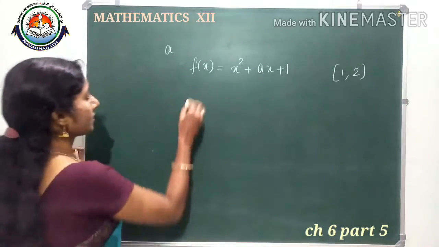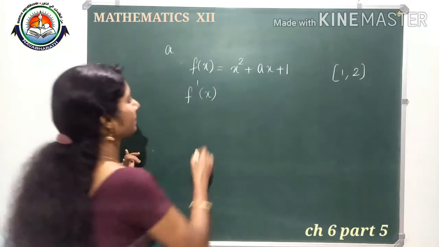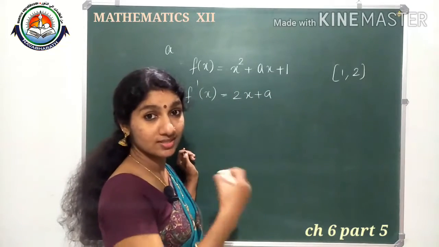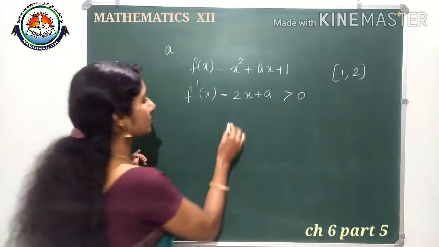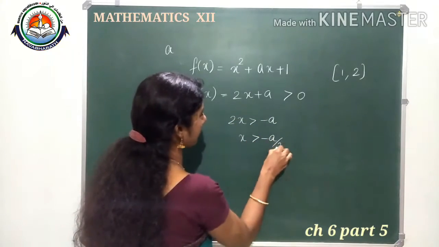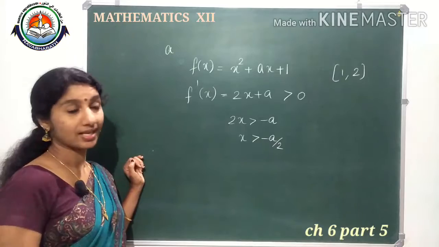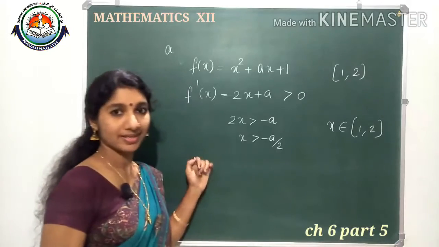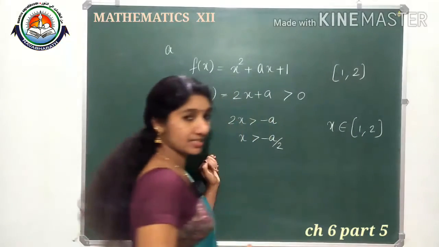We need to calculate. Here it is given this function is strictly increasing, that means f dash of x we need to find. f dash of x equal to 2x plus a. Here f dash of x is greater than 0 since it is strictly increasing. So 2x plus a greater than 0, so 2x greater than minus a, so x greater than minus a by 2. And the interval is given as (1, 2), x belongs to (1, 2). That means x takes values from 1 to 2. So what will be the minimum value of x?